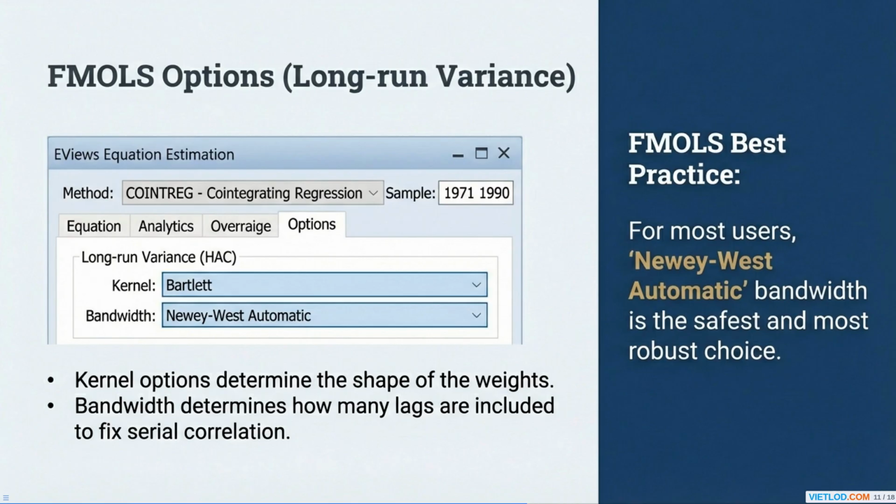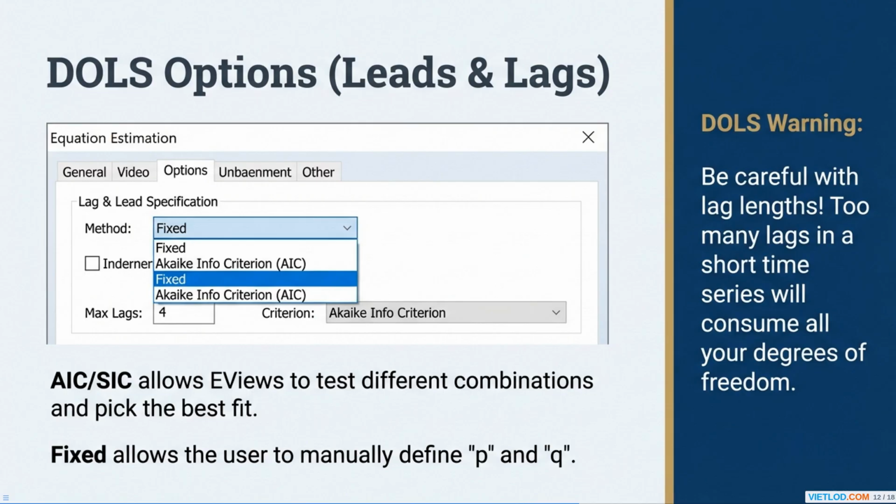This slide details the options for FMOLS, specifically related to the long-run variance calculation. The kernel option, often set to Bartlett, determines the shape of the weights used in the heteroscedasticity and autocorrelation consistent, or HAC, variance estimator. The bandwidth setting is crucial as it determines how many lags are included in the calculation to correct for serial correlation. For most users, Newey-West automatic bandwidth is recommended, as it's considered the safest and most robust choice, automatically selecting the optimal number of lags based on your data.